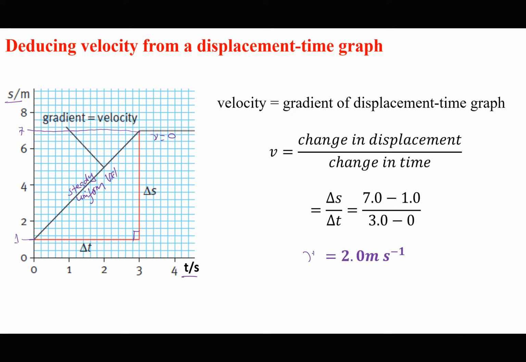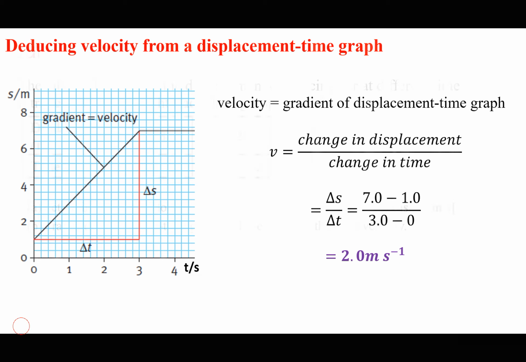So we shall always find the velocity from a displacement time graph as simply the gradient. Every time we have a displacement time graph, we should be able to establish the velocity by simply obtaining the gradient.